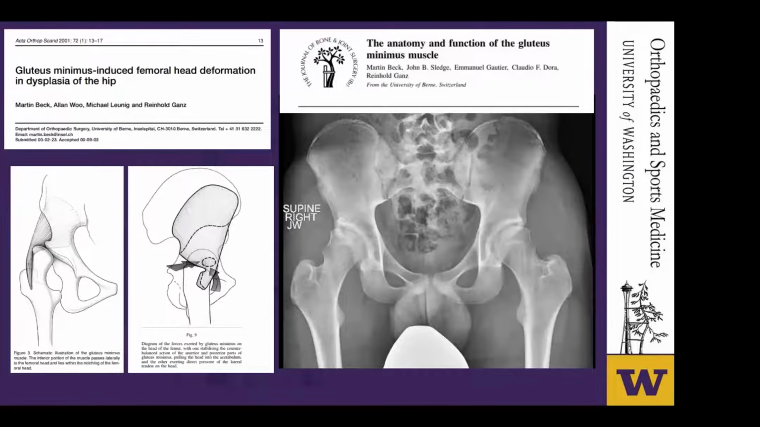As the labrum compensates to provide a more static constraint to the insufficiently congruous acetabulum, so do the dynamic constraints of the hip joint. The gluteus minimus in particular must work overtime to keep the hip centered in the acetabulum during the gait cycle. As seen in the radiograph in a patient with developmental dysplasia, the minimus tendon has actually deformed the superior femoral head.